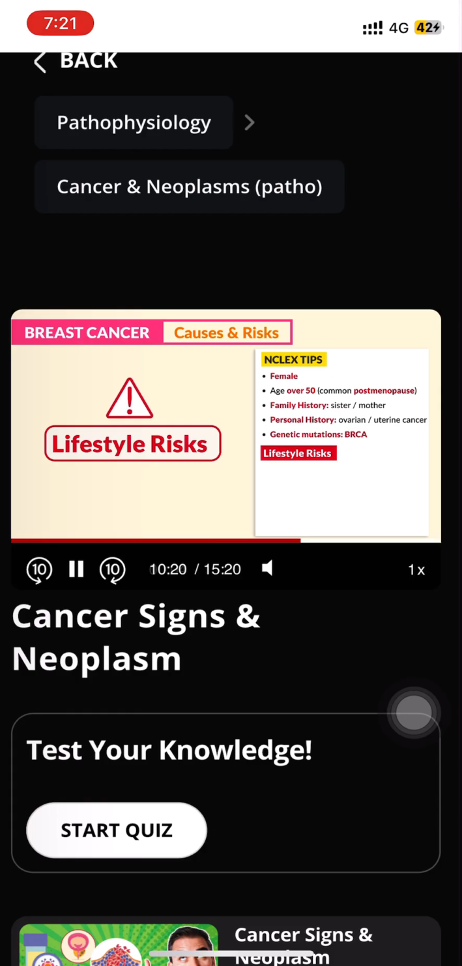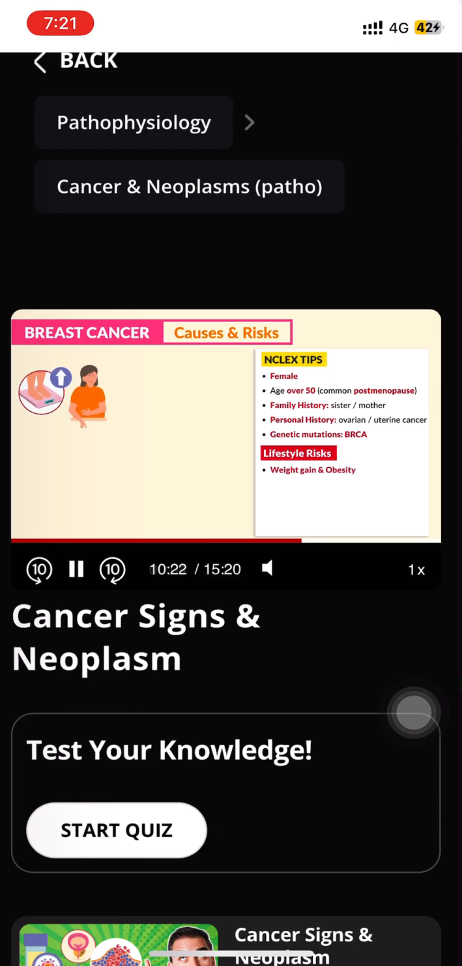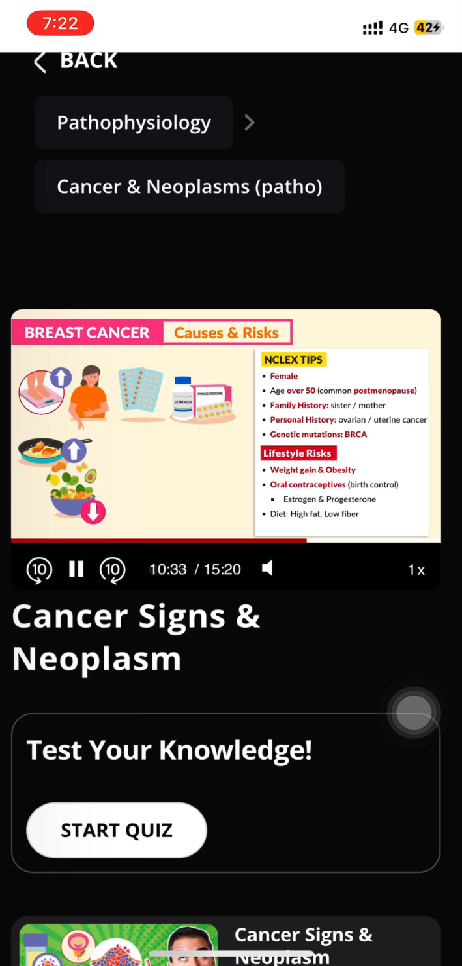Now, in terms of lifestyle risks, weight gain and obesity are some of the biggest risks, as well as oral contraceptives, birth control, because they have estrogen and progesterone, and a diet that is high in fat and low in fiber, as well as alcohol and smoking.